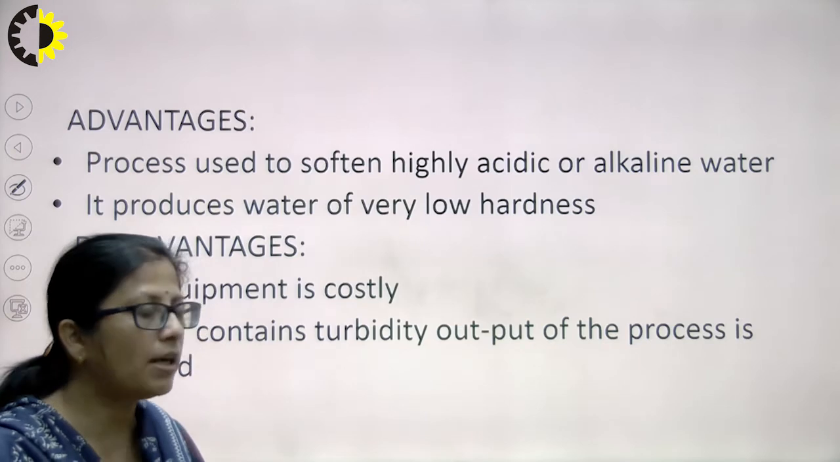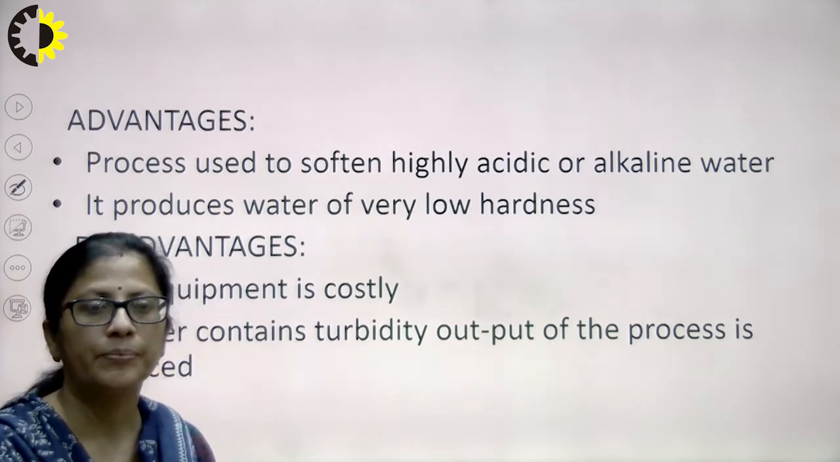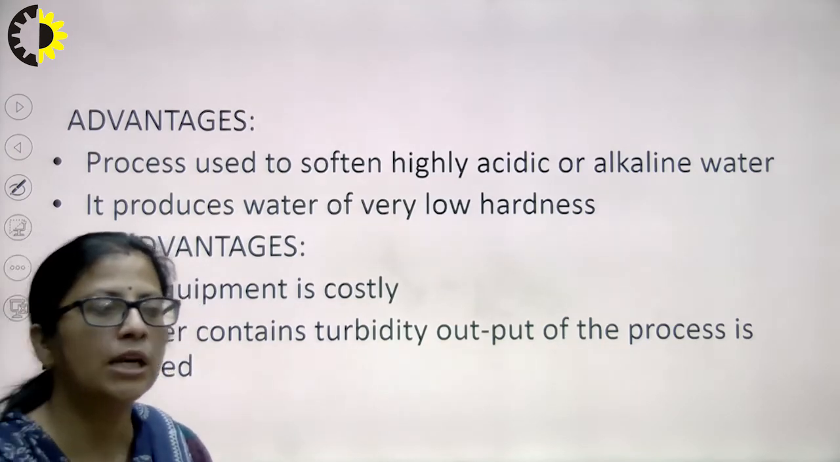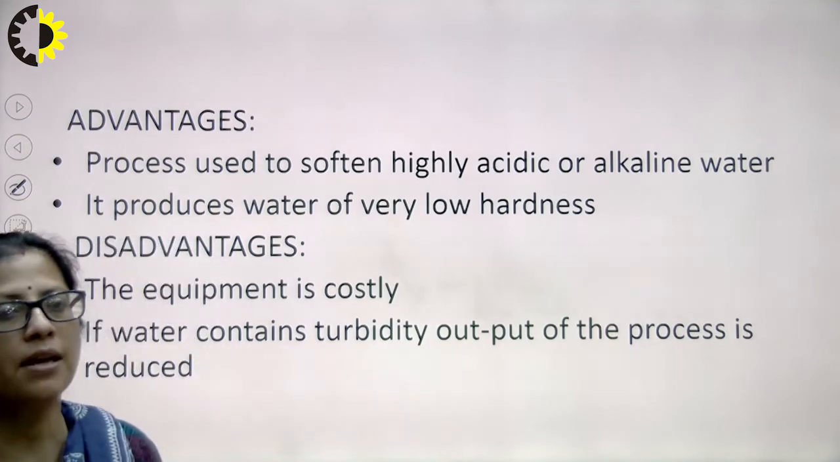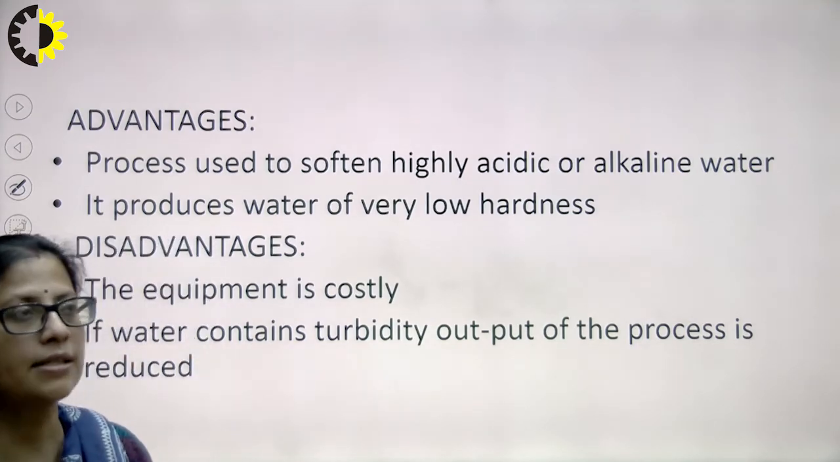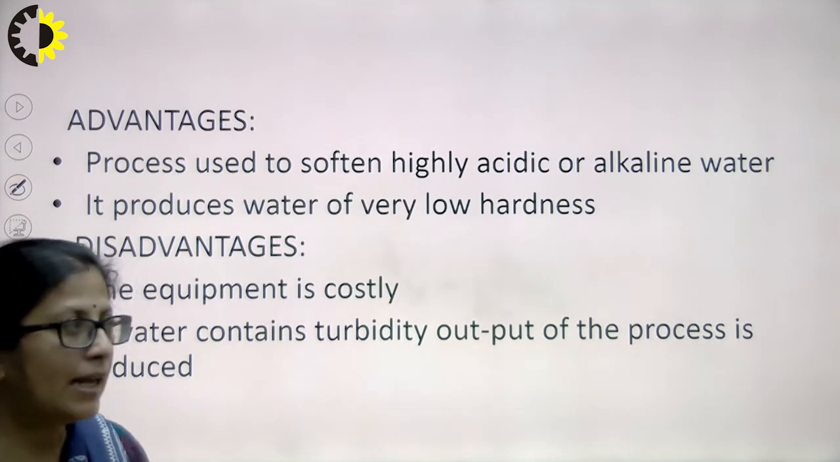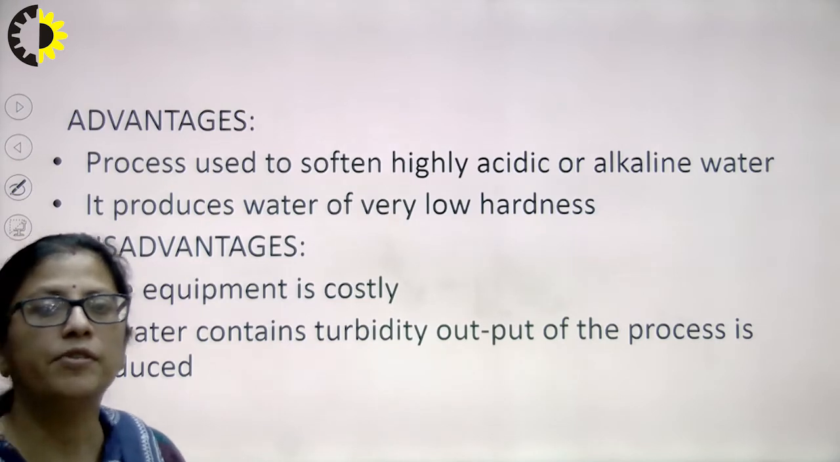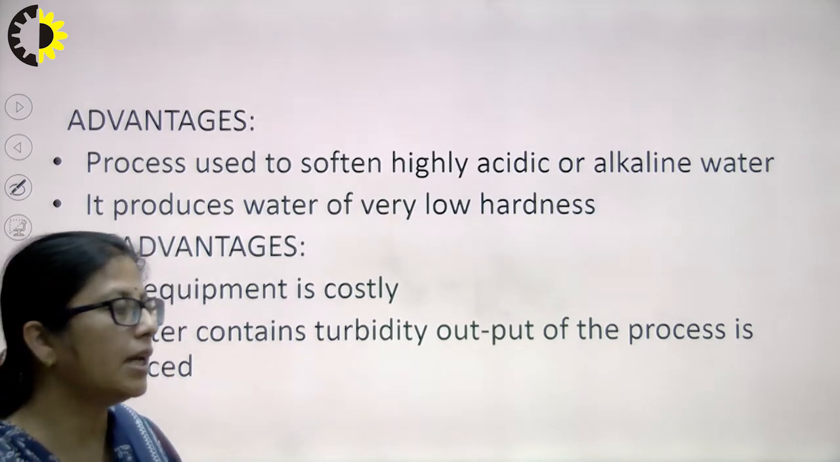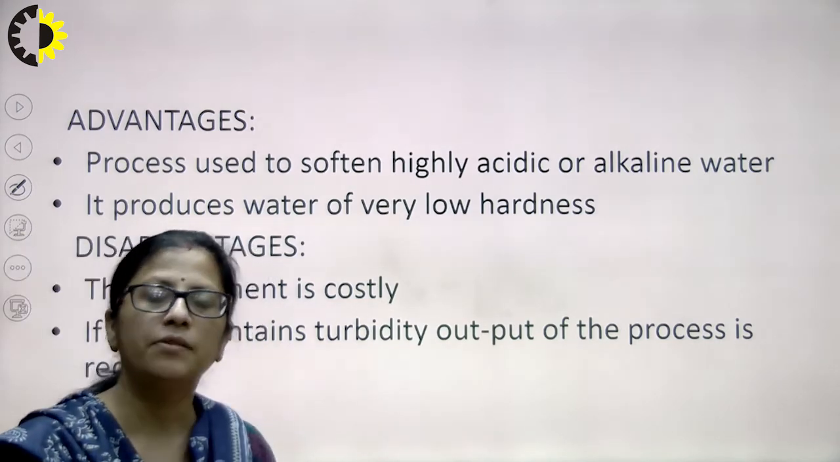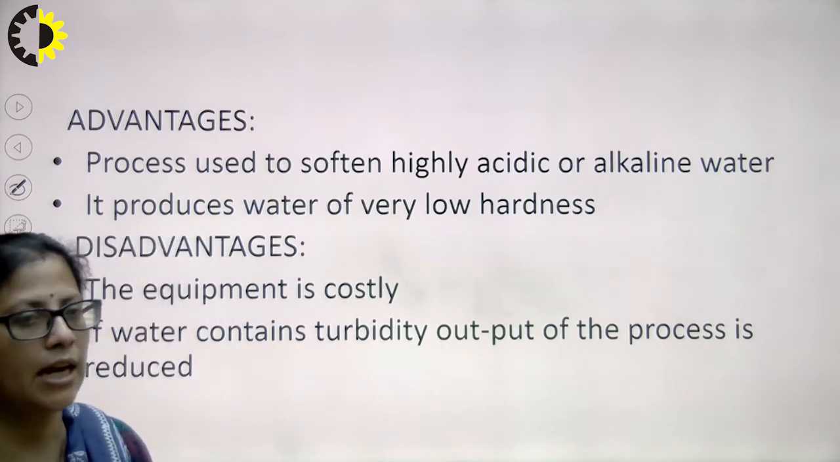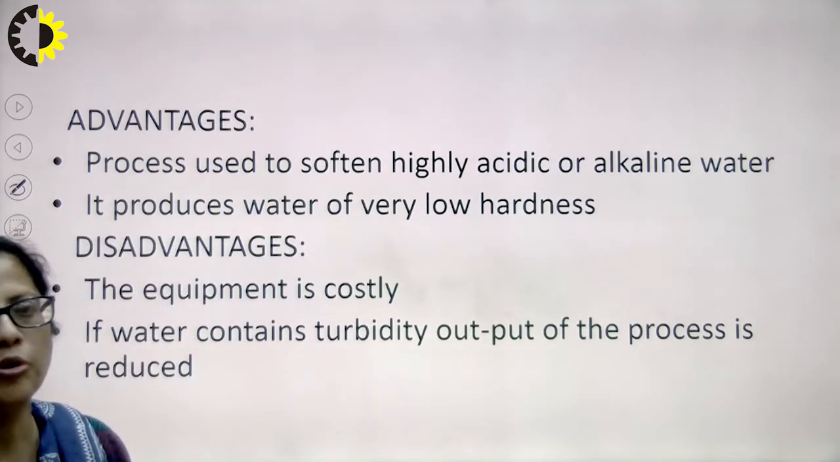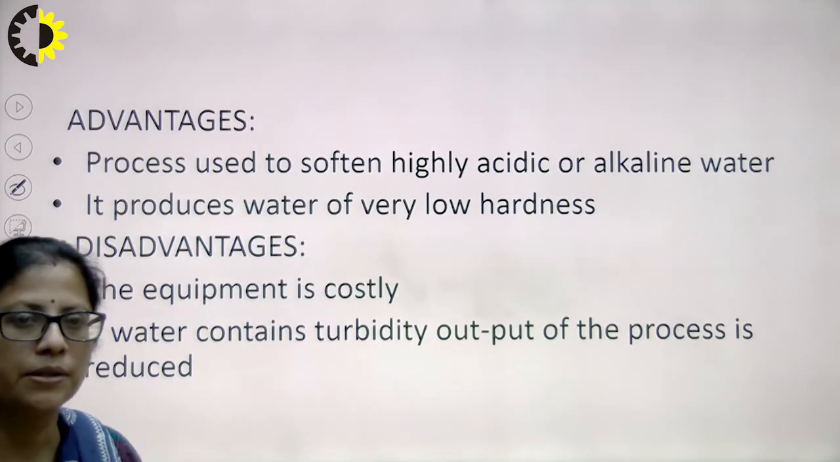And the disadvantages: the equipment is costly. Obviously we have to use both cation exchangers as well as anion exchangers, so the setup is costly. And if water is turbid, the output of the process gets reduced, because turbidity gets settled on the beds, whether the cation exchanger bed or the anion exchanger bed, hence the output of the process gets reduced.